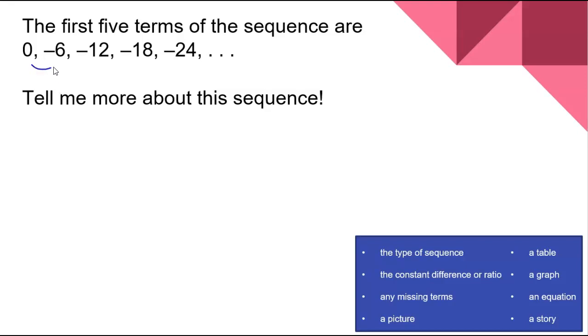Okay, so we've noticed this is maybe going down by 6 every time. This tells us we have a common difference. We're adding negative 6 each time. We know that the first term is 0.